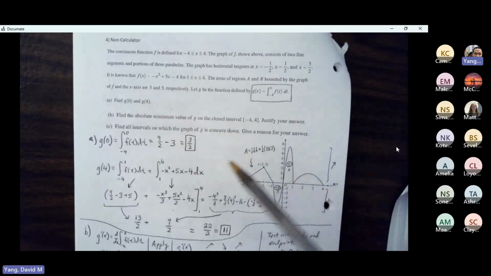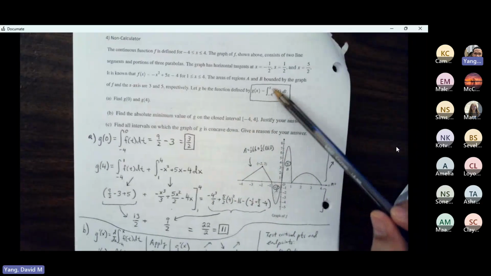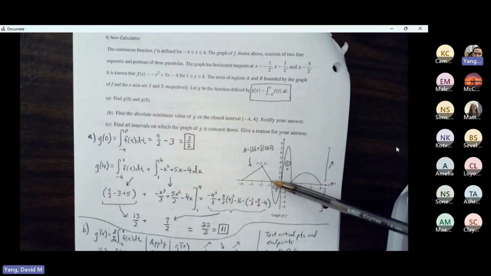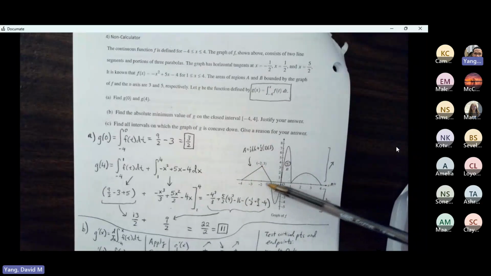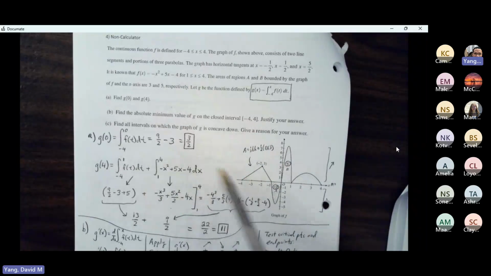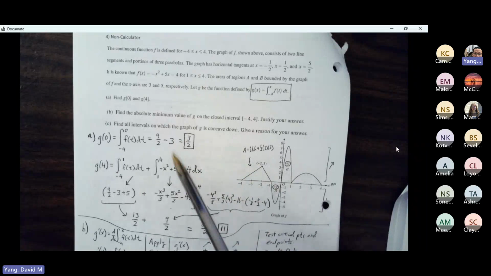So it says find g of 0. So g of 0 is simply the integral from negative 4 to 0. From negative 4 to 0, we can just do the area. These are areas of a triangle, which is nice. We can just do 1/2 base times height. 9/2. Let's see, from negative 4 to 0.